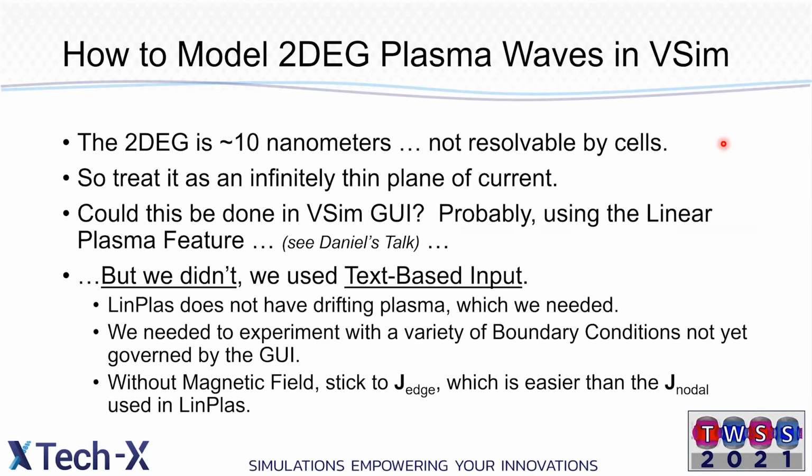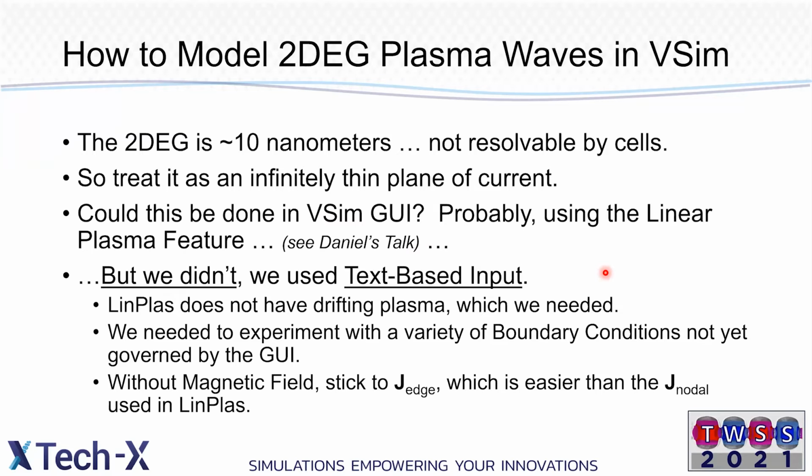So how do we model the plasma waves in Vsim? Well, the two-dimensional electron gas itself is about 10 nanometers thick. It's too thin to be resolved by a finite difference cell size. So we treat it as an infinitely thin plane of current. Now, for the current itself, the force equation is just the standard plasma equation. Could we do this, say, from the Vsim GUI? And we probably could, using the linear plasma feature that Daniel talked about in the previous talk, if you were listening to that. And so you could probably go ahead and show the traveling plasma wave straight up from the GUI.